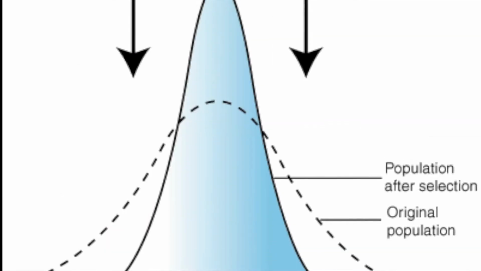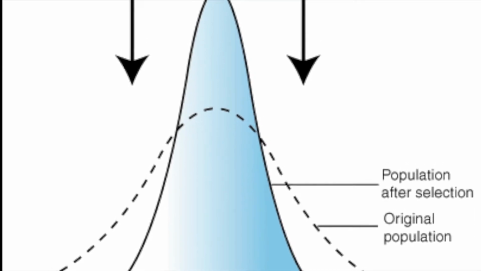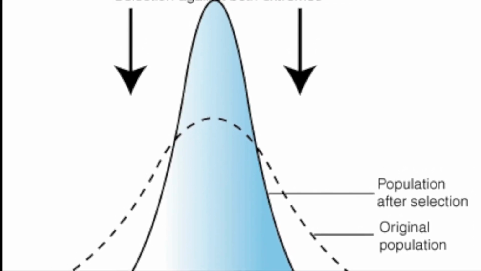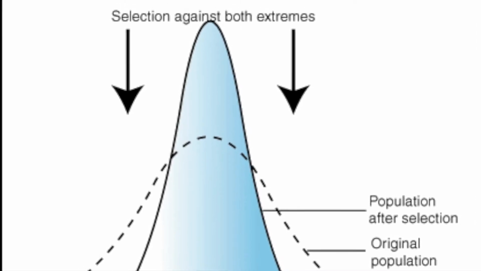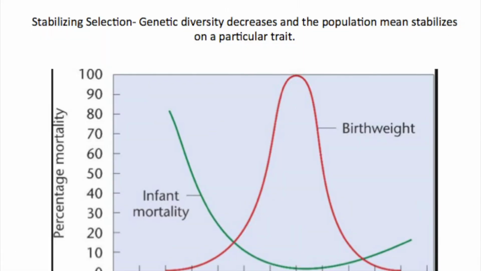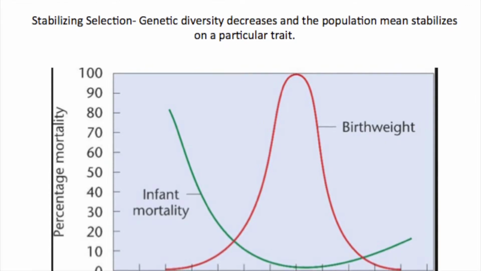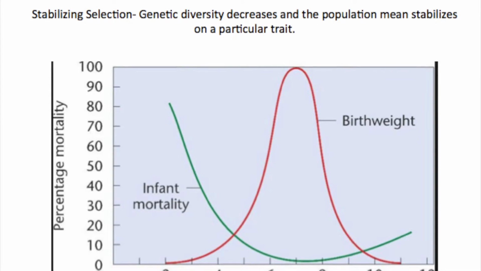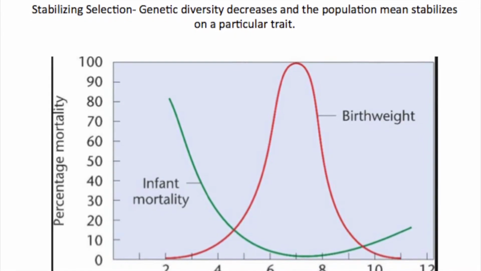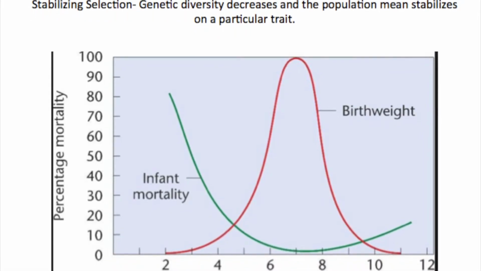Another example of natural selection is stabilizing selection. In stabilizing selection, intermediate phenotypes are favored over the extremes. As a result, extreme phenotypes are seen with less frequency. One clear example of stabilizing selection is birth weight in humans. Statistics show that higher mortality rates are associated with newborns that are under or overweight than those of intermediate weights.